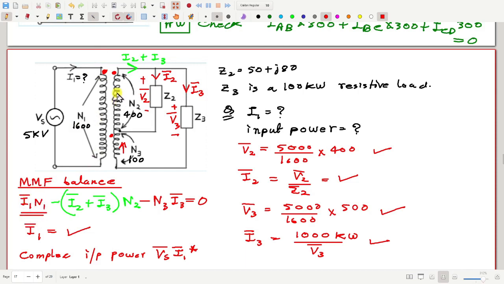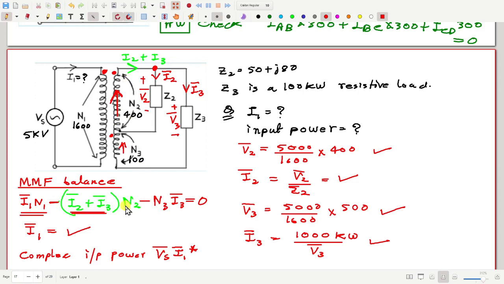Now consider the upper part of this second coil. How much is the current here? I2 plus I3. Using KCL at this point, I2 plus I3 is the current going upwards. That means it is going out from the dot. Since it's going out, I use minus, and the current is I2 plus I3, number of turns is N2.